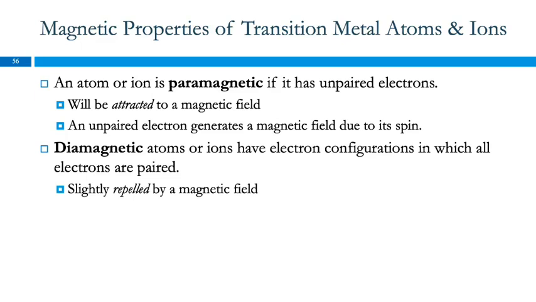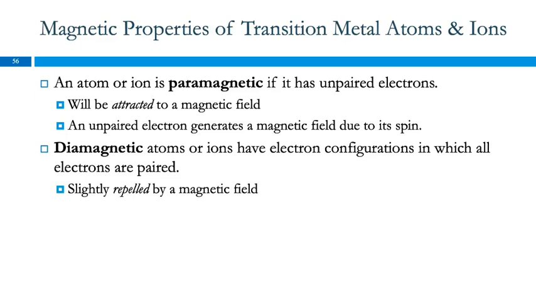Why? Has to do with paired and unpaired electrons. So an atom or an ion is paramagnetic if it has unpaired electrons, and it's diamagnetic if, I'm sorry, I got thinking about something else. So paramagnetic means that it's attracted to a magnetic field, and that's if it has unpaired electrons. That unpaired electron generates a magnetic field due to its spin, and that's what gets attracted to the magnetic field. Diamagnetic atoms or ions have electron configurations where everything's paired up, and those are slightly repelled by a magnetic field.